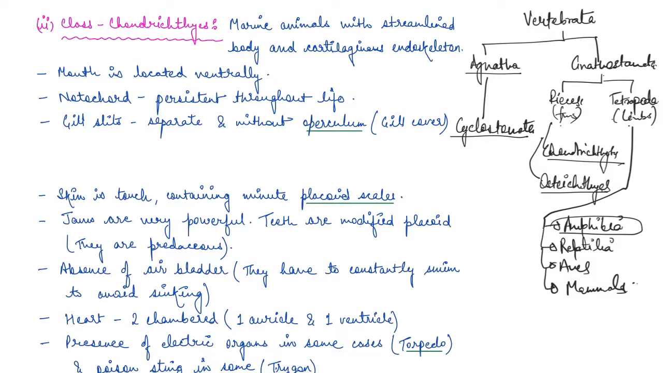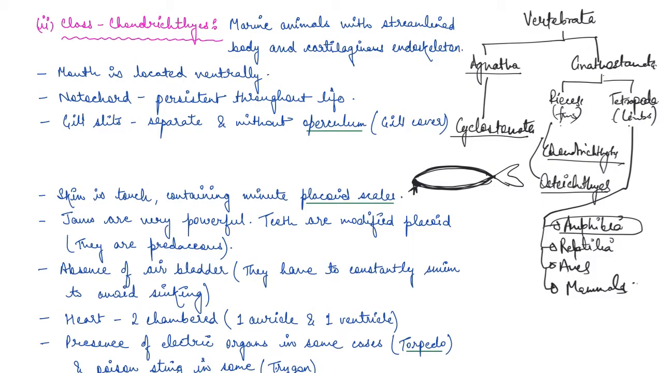So they have two surfaces, right? If I talk about the surface, say this is a fish. This surface is the dorsal surface, and this surface is the ventral surface. So the mouth is somewhere here, towards the ventral surface. Okay. Then they have a notochord. Obviously, they'll have a notochord because they are chordates. So the notochord is persistent throughout life. So they have a notochord throughout their life cycle.